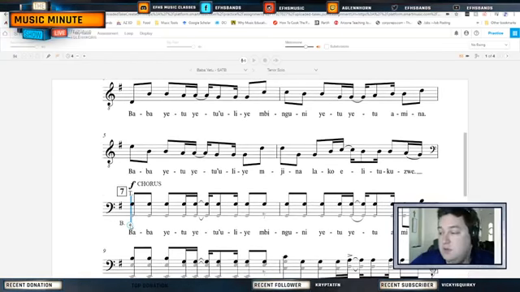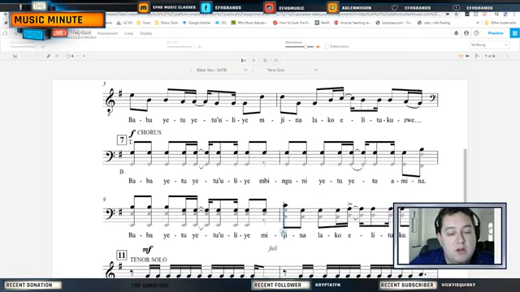Notice this will give you pitch when you're in the sight reading thing. You can literally click on a note and hear it. Awesome.